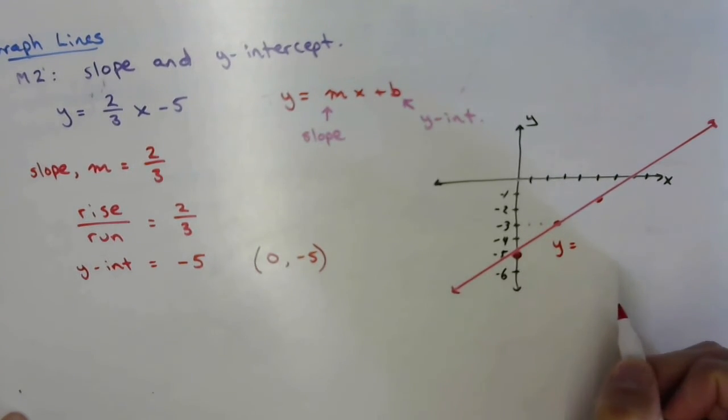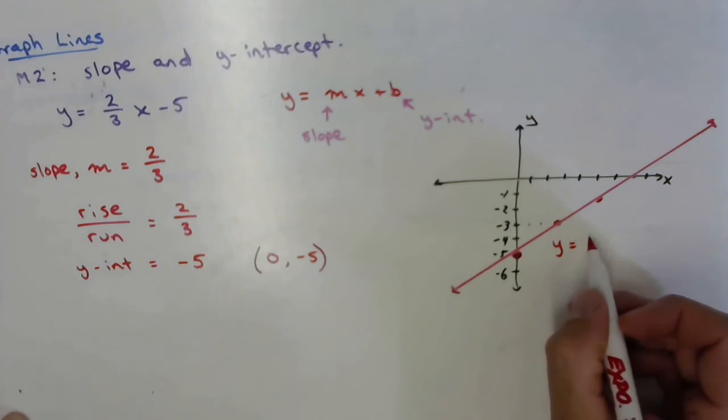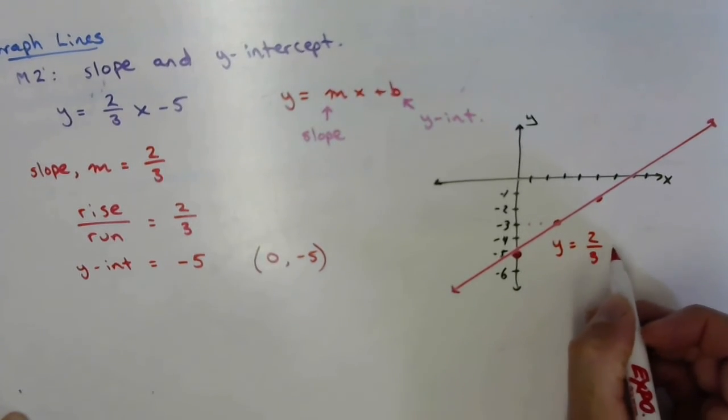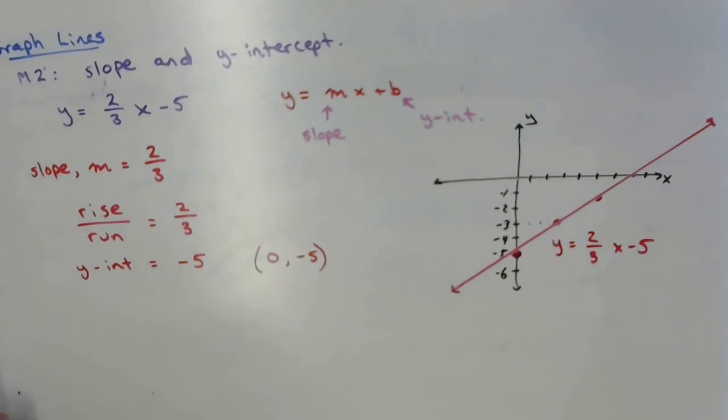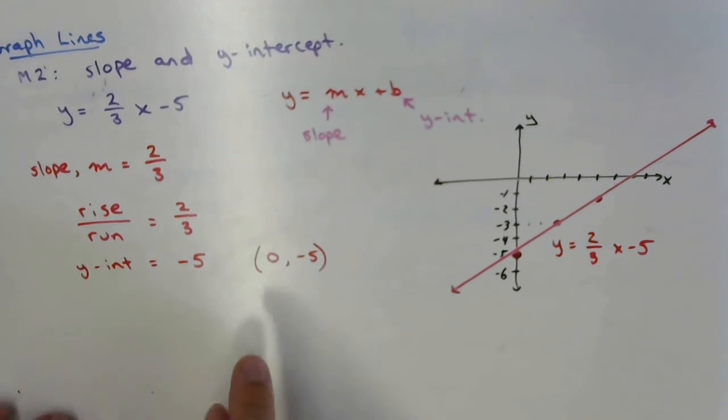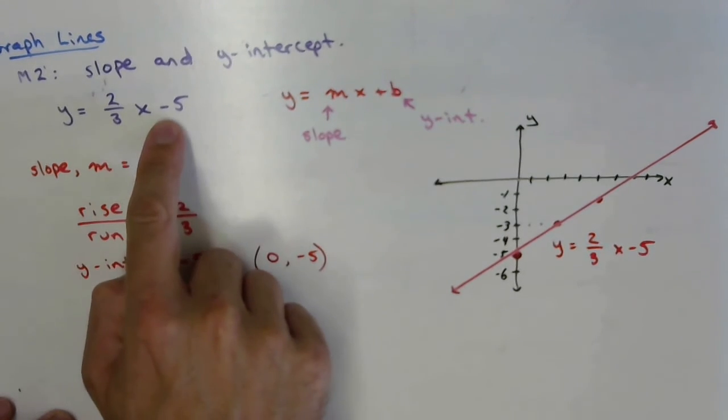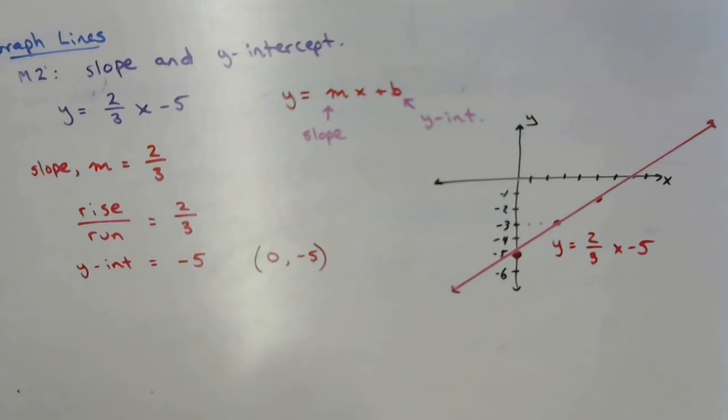Y-intercept. I need to label my line. I need to name my line. It's y equals 2/3 x minus 5. Okay, so this method involved using the slope and the y-intercept. Basically, if you find the y-intercept, which in this case is -5, it's right here in the equation, right? Nothing too difficult about that.